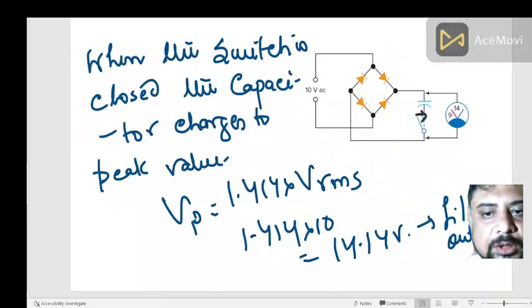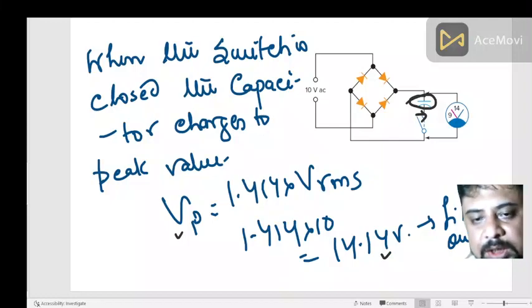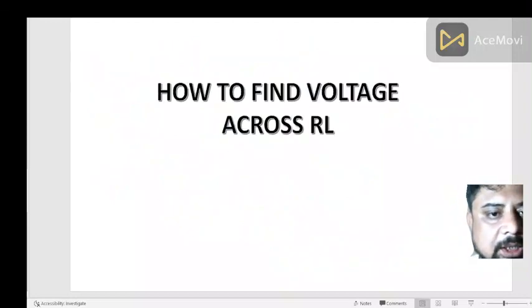Now when the switch is closed, suppose I am closing the switch, the capacitor is in action, it is filtering the output. In that case, the output will be the peak value. The peak value is obtained by multiplying the RMS value by 1.414, so it is 14.14 volts. So you can clearly see that the output voltage after filtering is much larger than the unfiltered DC output.